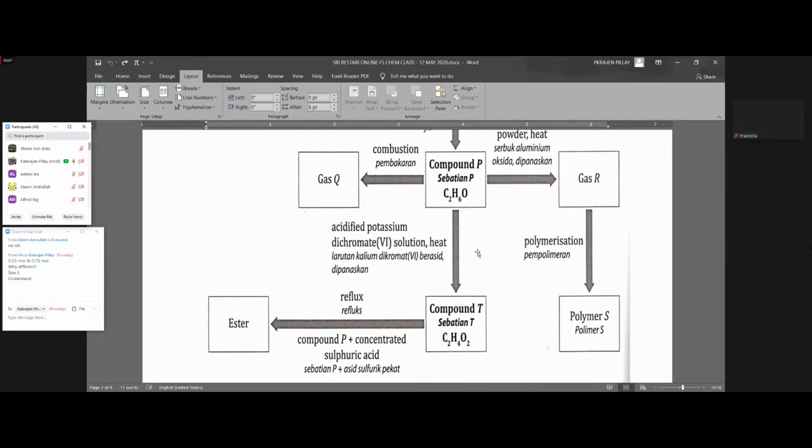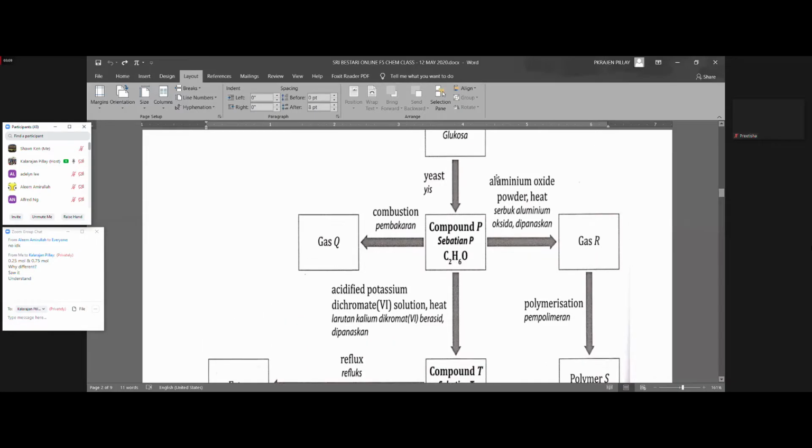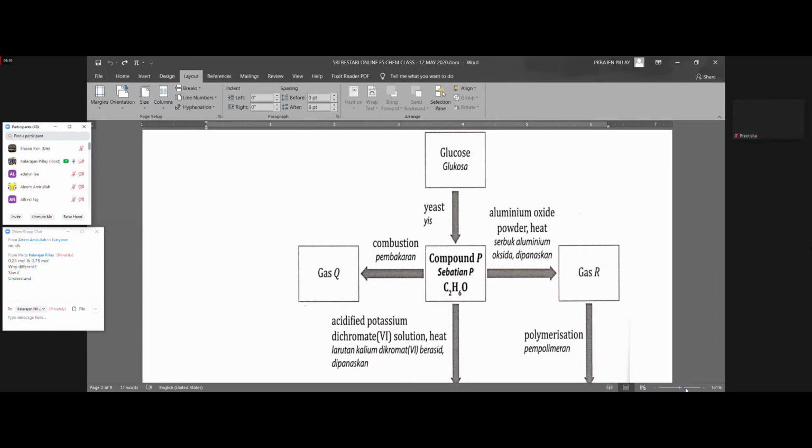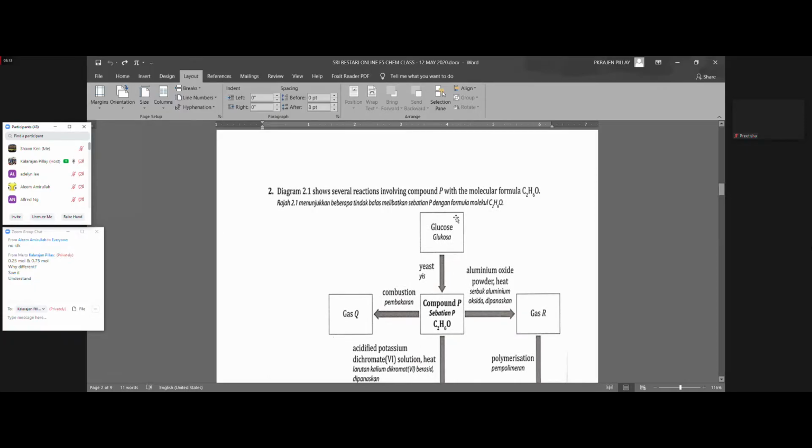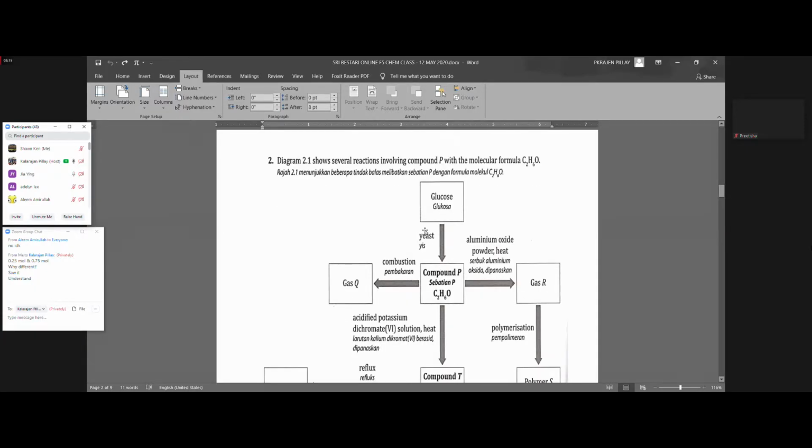Okay, now we answer the questions. Are you ready, all of you? Okay, I think I'm done. This one is, okay, what is the name for this reaction? Jaing, what's the name for this reaction? Glucose with yeast forming compound P. Quick. Fermentation. Okay, very good. Well done. Write down here, fermentation.